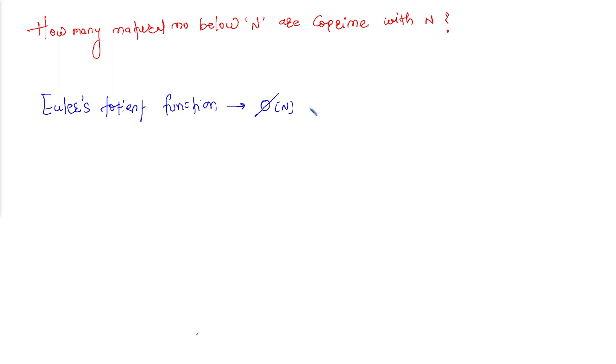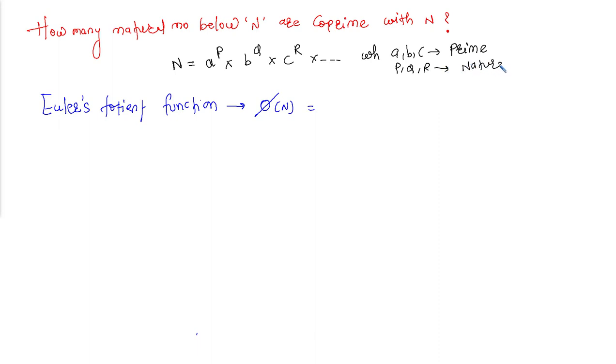So what is the formula for this? But before this, the pre-requirement is that you need to prime factorize the number n. So let's say the prime factorization of number n is a to the power p into b to the power q into c to the power r and so on, where a, b, c are prime numbers and all powers p, q, r are natural numbers, not whole numbers here.